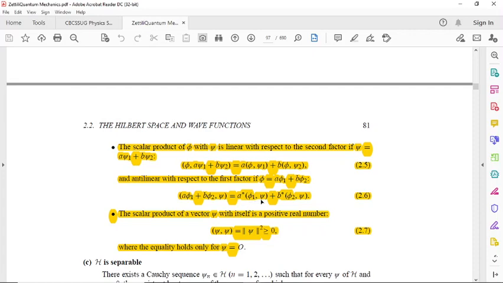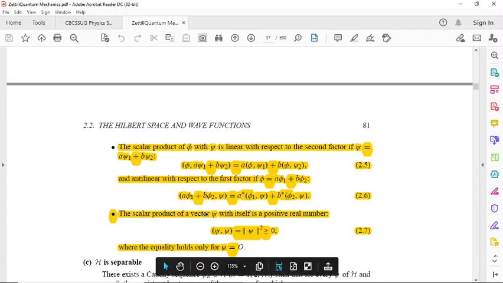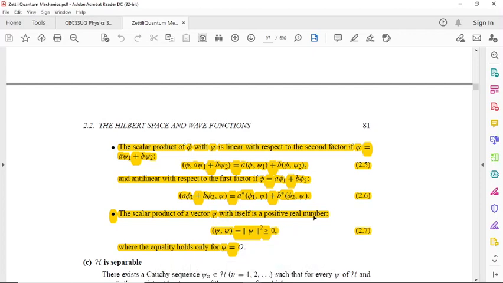A star phi 1 psi plus b star phi 2 psi. അപ്പോൾ ഈ ഓർഡർ നല്ലോണം നിങ്ങൾ ശ്രദ്ധിക്കുക. അതായത് this is the property of Hilbert space. And the scalar product of a vector psi with itself is a positive real number. Scalar product with itself is a positive real number.